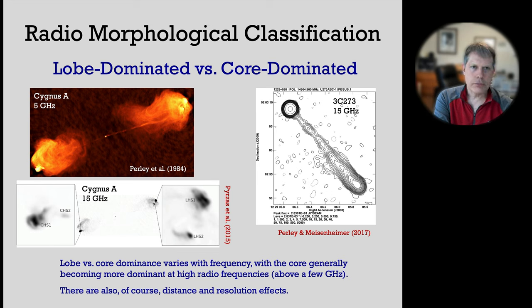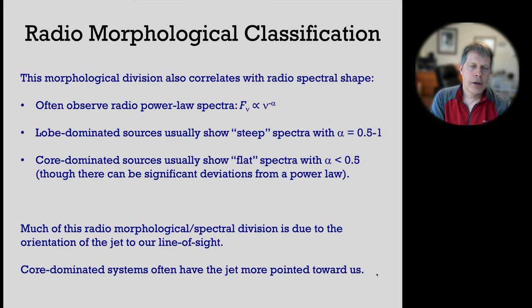Okay, now this morphological classification also links with, for example, radio spectral shape. Specifically, these radio sources often, at least to first order, show power law radio spectra, such that the flux is proportional to the frequency to some power, often called alpha. That's the power. So the lobe-dominated sources usually show so-called steep radio spectra with alpha between about 0.5 and 1.